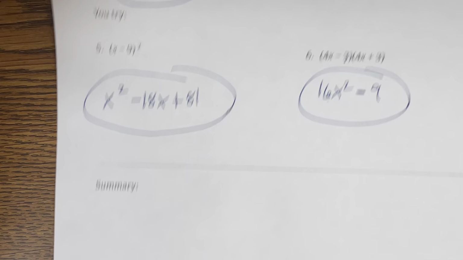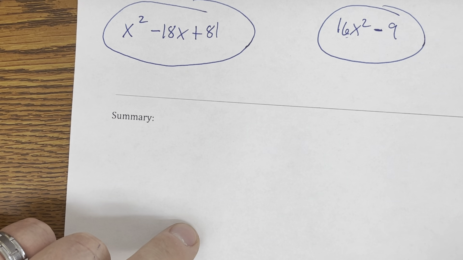So in summary, a couple things here. You can always use the FOIL method to check your work, or you can use the shortcuts.